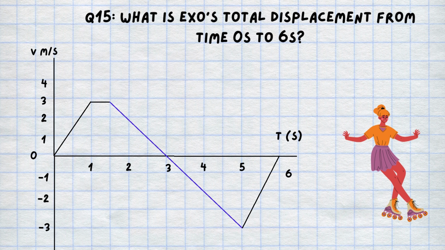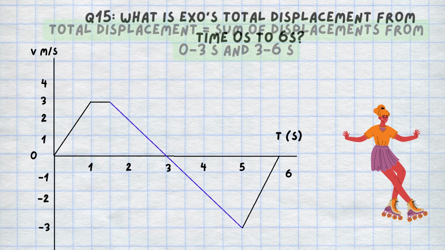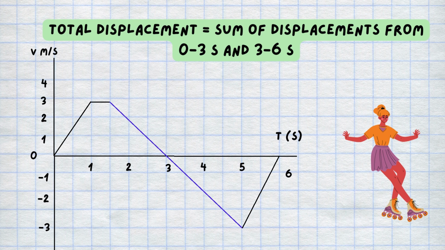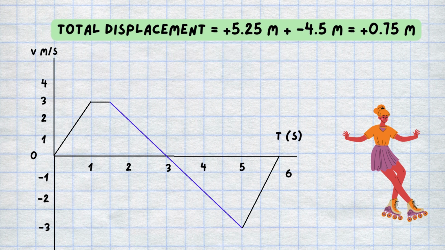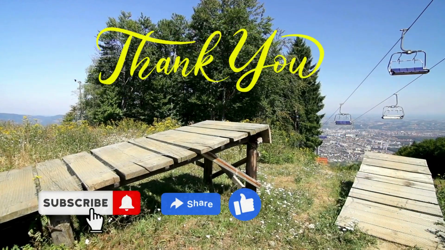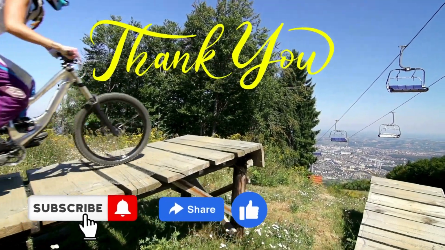Question 15. What is Exo's total displacement from time 0 seconds to 6 seconds? So all we have to do now is add up her displacements from 0 to 3 seconds and 3 to 6 seconds. So her total displacement will be equal to plus 5.25 meters plus negative 4.5 meters, and that equals plus 0.75 meters. There you have it, the physics of velocity-time graphs.